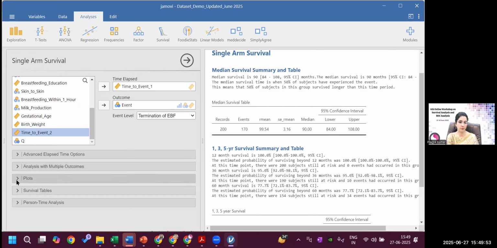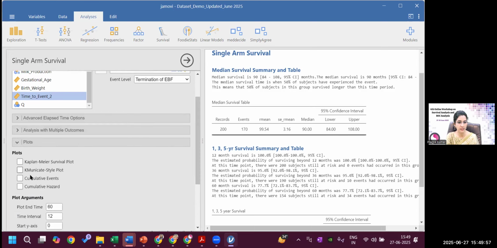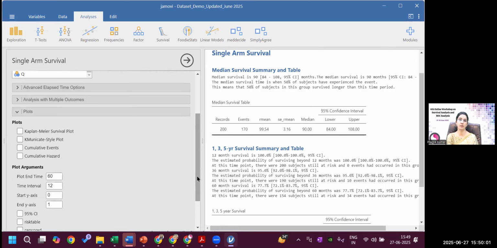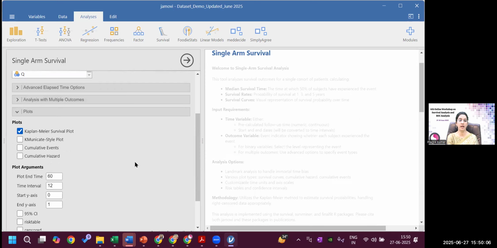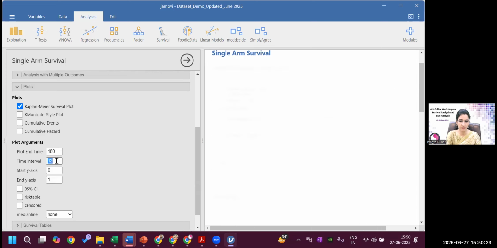And then you can come to this plot. Again, as I said, the life table option is not there in jamovi, so it calculates the Kaplan-Meier survival curve. That means in that time period, it will give you the probability. By default, you see the plot end time is 60. But if I'm calculating it for 6 months, my end time will be 180 days and my time interval is, let's say, 30 days.